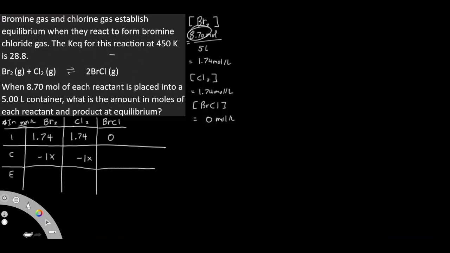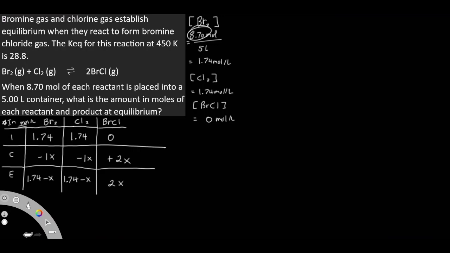Let's keep moving down. We have our BrCl here. Obviously, it is being created, it is being produced. So now we have +2, okay? Not +1 or -1, it is a +2, okay? Again, the reason why it's not a -2 is because it is being produced, not being used up. So we have a positive symbol here. And then we're just going to be putting our variable for there. And then we're just going to add all of them up into this category of E. So we have 1.74 minus x, we have 1.74 minus x, and we have just 2x.